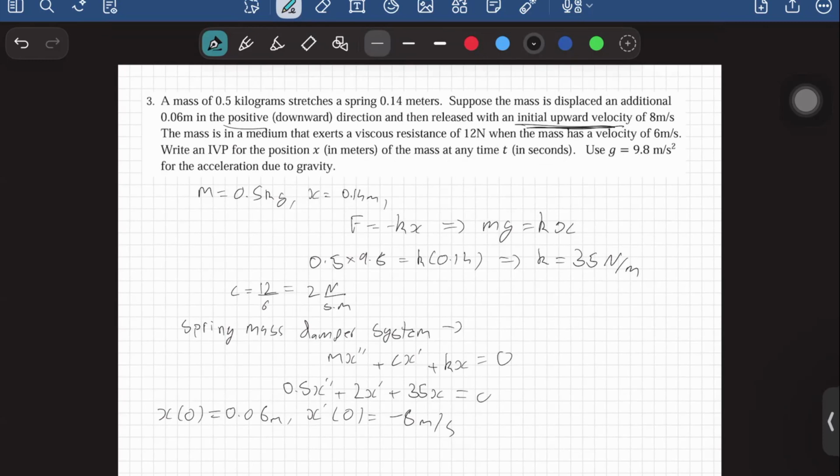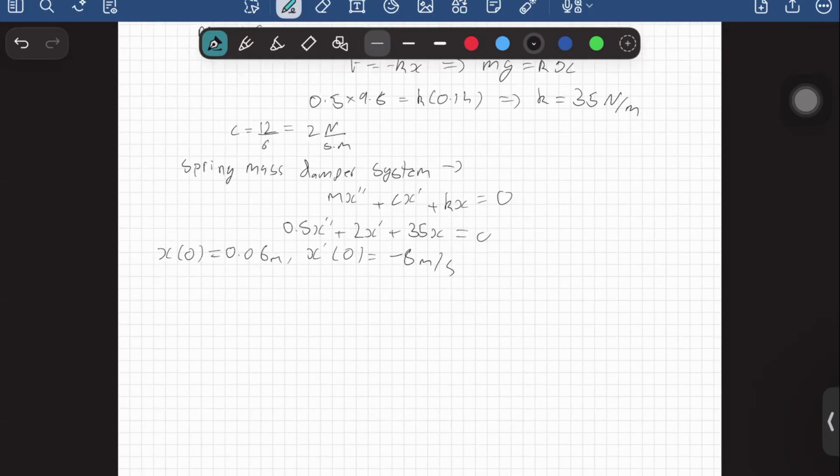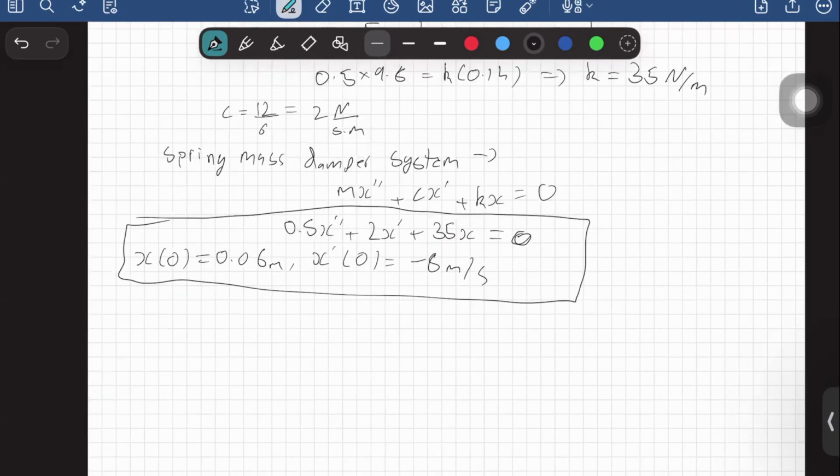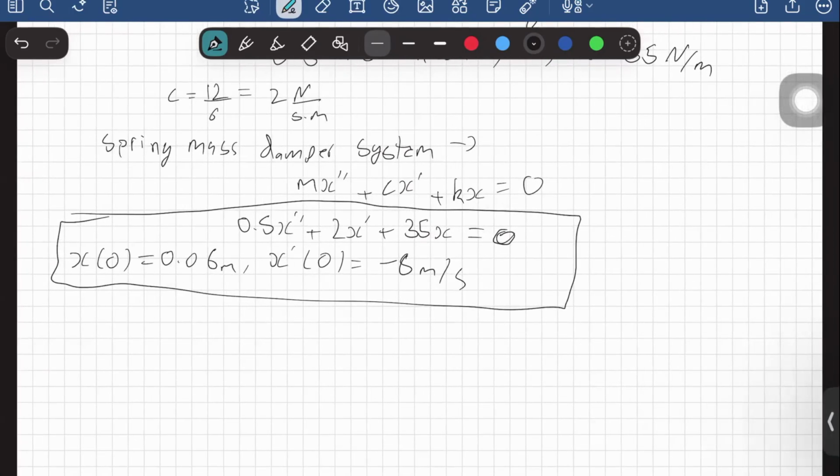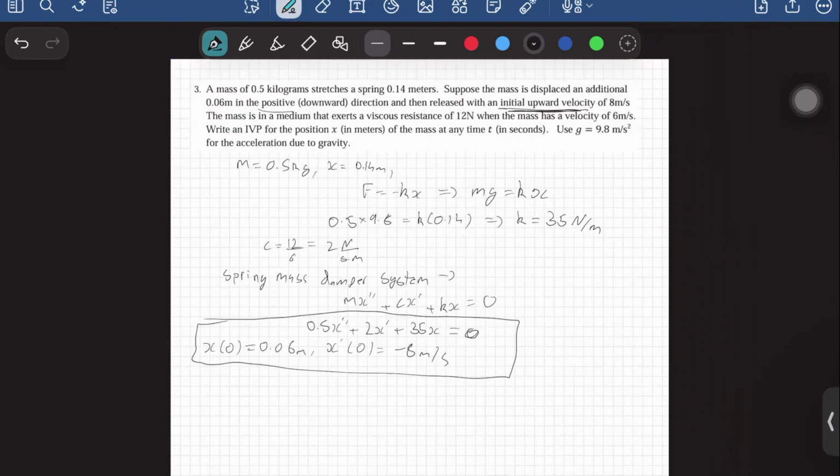So our final initial value problem for this one is basically 0.5x double prime plus 2x prime plus 35x equals 0. And if we read the question carefully, we can find out what our initial value conditions are, right?